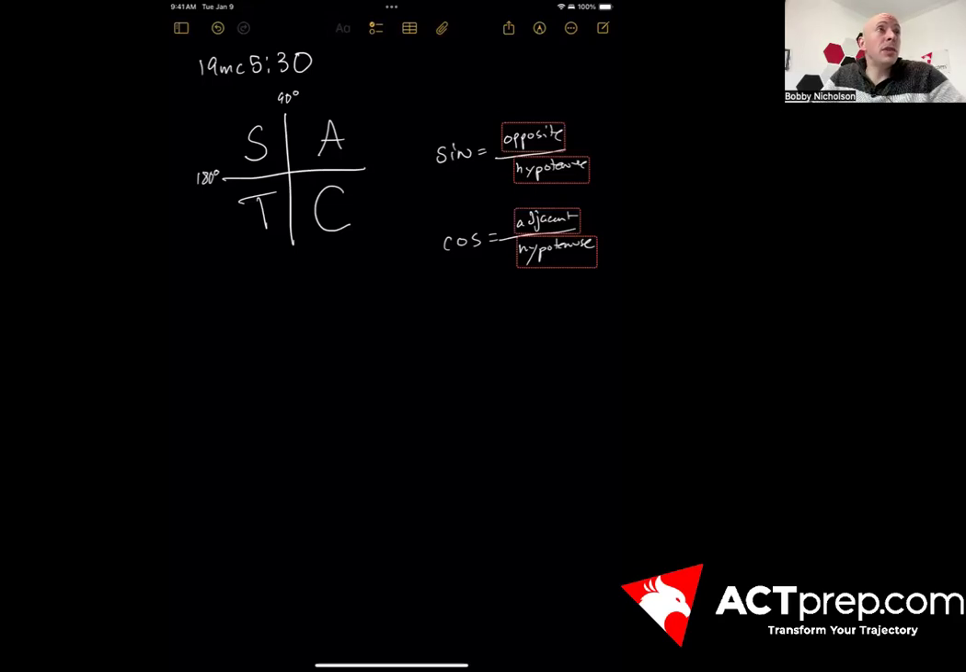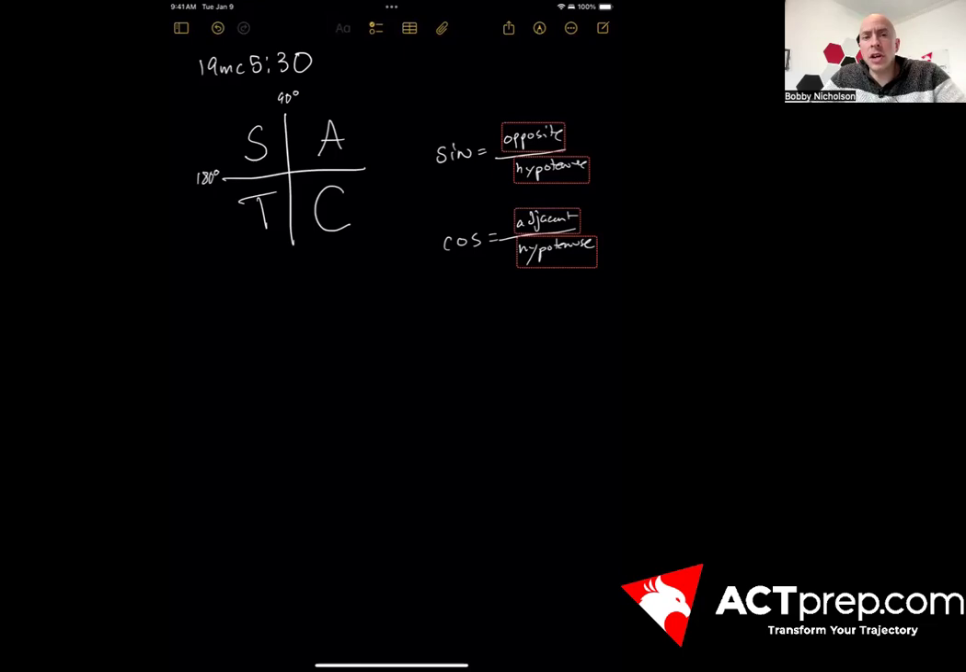If theta is between 90 degrees and 180 degrees, and sine of theta is equal to 20 over 29, then cosine of theta is equal to what? So there's really only two things you need to answer this question.